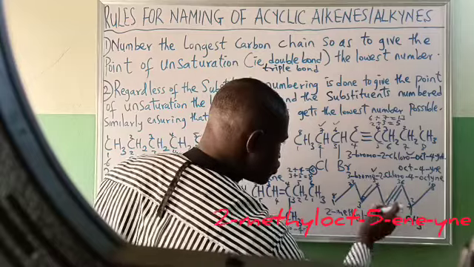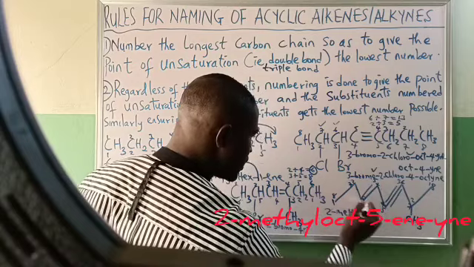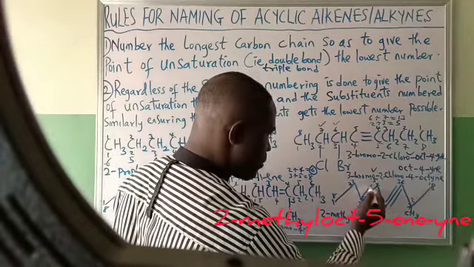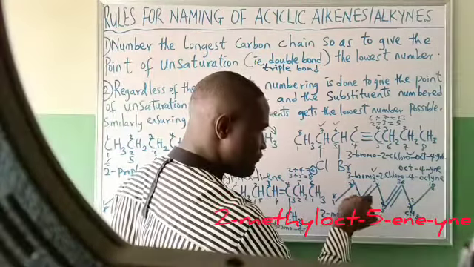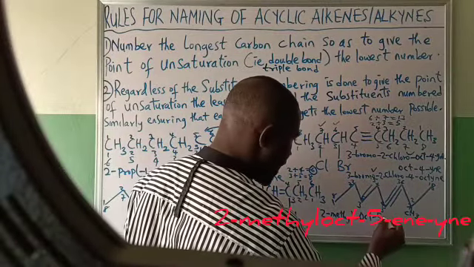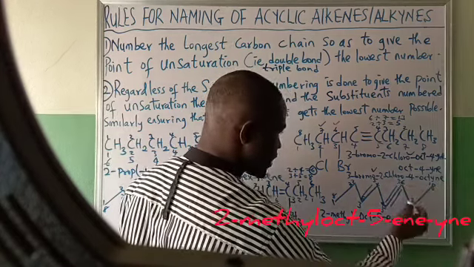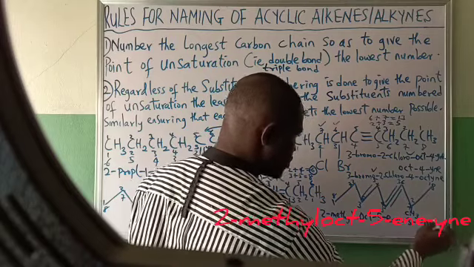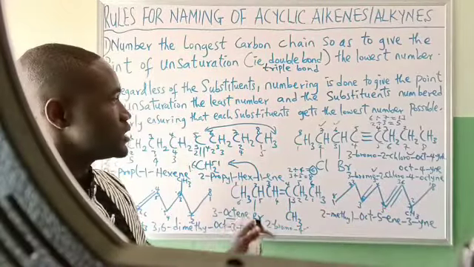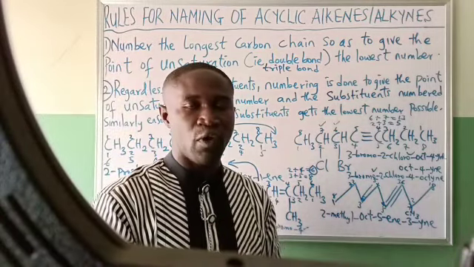2-methyl. What is the longest carbon chain? 1, 2, 3, 4, 5, 6, 7, 8. 2-methyl, and where is the double bond located? The double bond will come in first before the triple bond. 1, 2, 3, 4, 5, so 5-en. Then where is the triple bond located? 1, 2, 3, so 3-yne. So that is how to name this compound. Okay? This is how to name acyclic alkenes or alkynes with even branches. Thanks for watching the video.